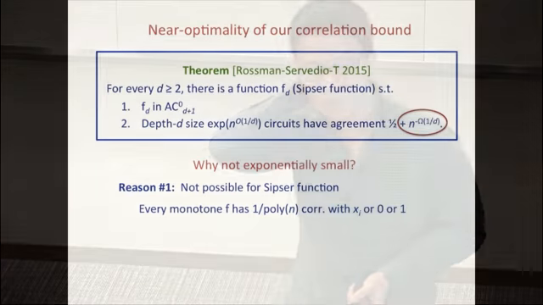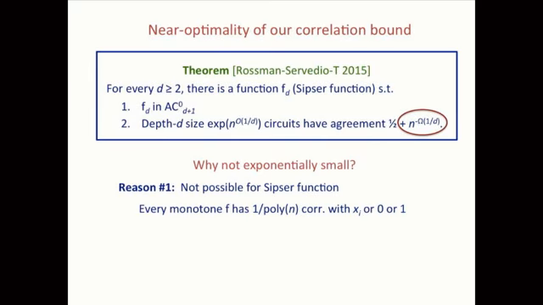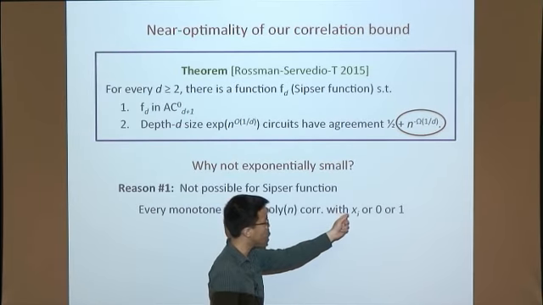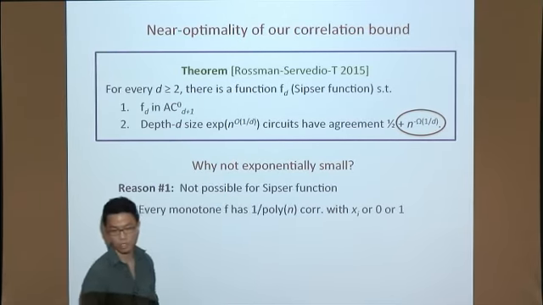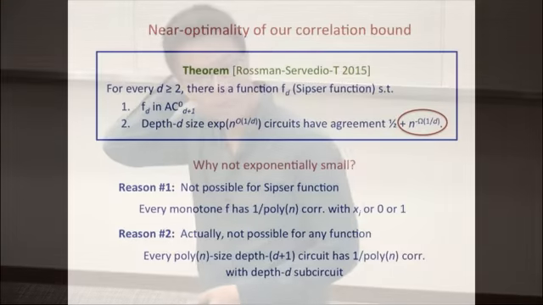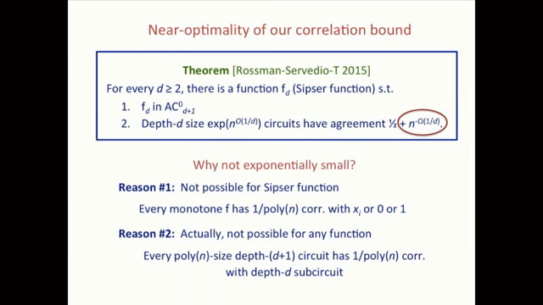I have two reasons. One is just simply not possible for the Sipser function. The Sipser function is a monotone function, and it's a standard result that every monotone function has 1 over poly n correlation with a very simple circuit, either a dictator, an x_i, or a constant. So you cannot hope to do this for the Sipser function. So this is not a very good excuse. You say, okay, find another function, a non-monotone function at depth d plus 1, for which you can prove exponential correlation bounds. But in fact, it's not possible for any function to begin with.